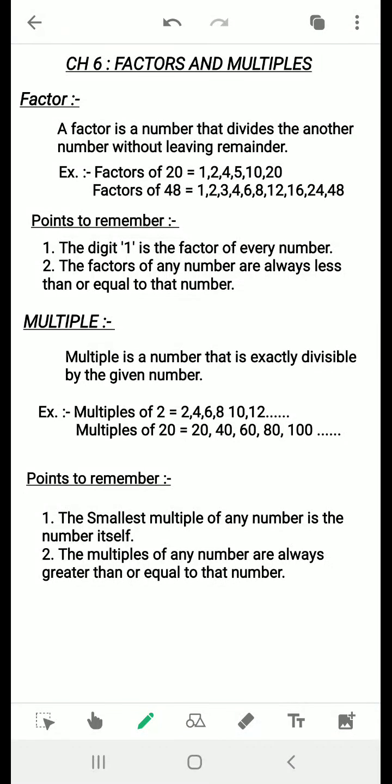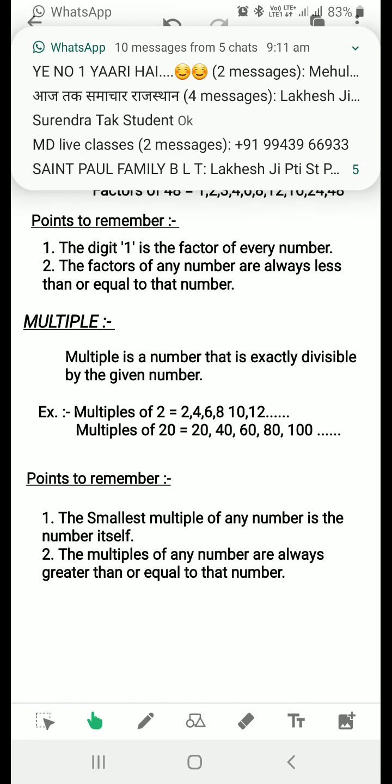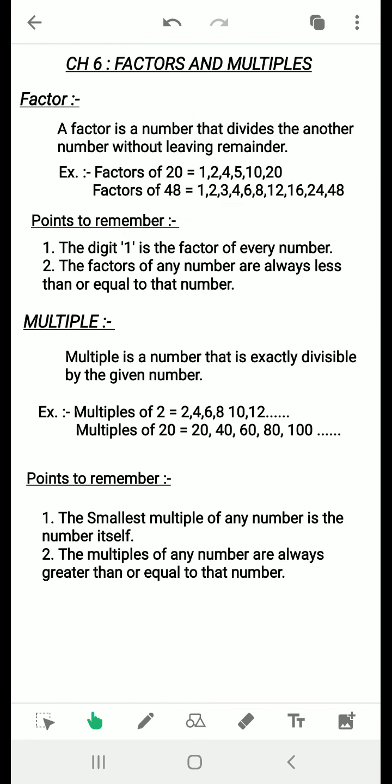So in this video now we are going to start our new chapter, factors and multiples. Till now we have already learned about chapter number 1, number system, chapter number 2, addition, then subtraction, multiplication, division. Now, here we go with our new chapter, that is factors and multiples.